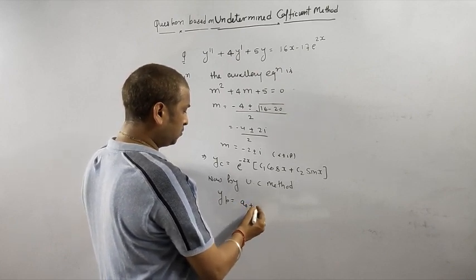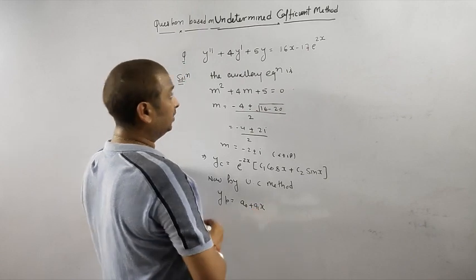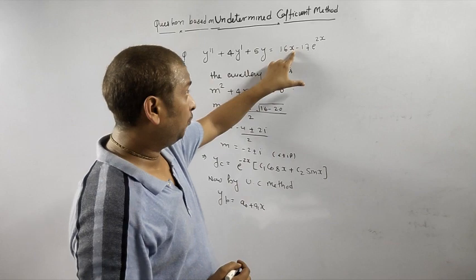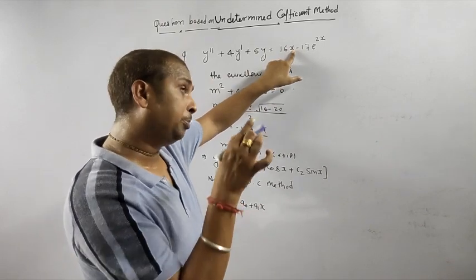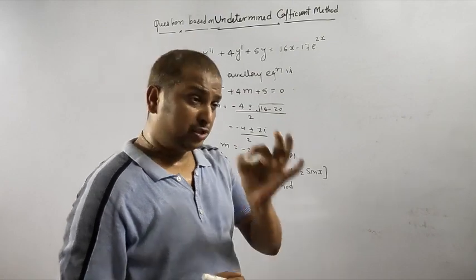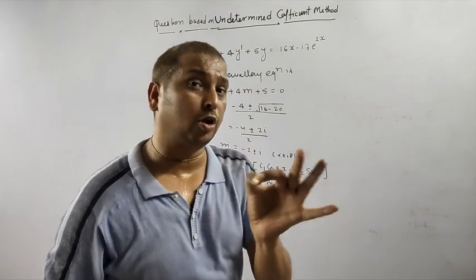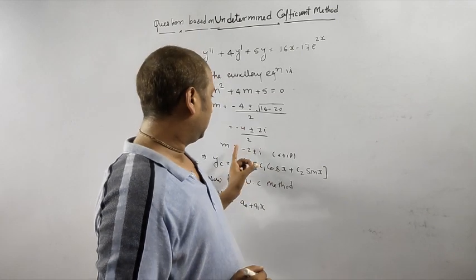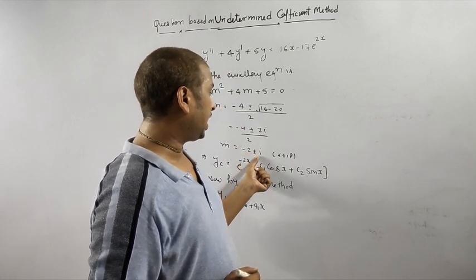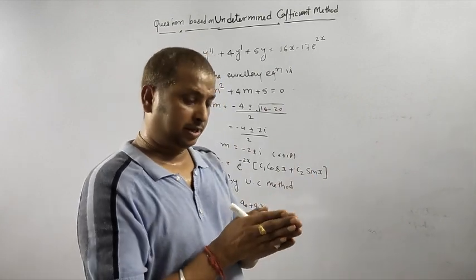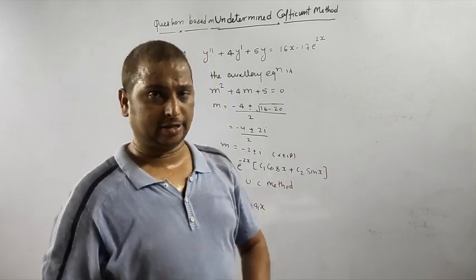So its yp part is a0 plus a1x. Correct? Because when x to the power n is your Rx, you just have to check whether 0 is a root or not. Here 0 is not a root. Correct? What is the root? Minus 2 plus minus iota. So what is your yp? a0 plus a1x.